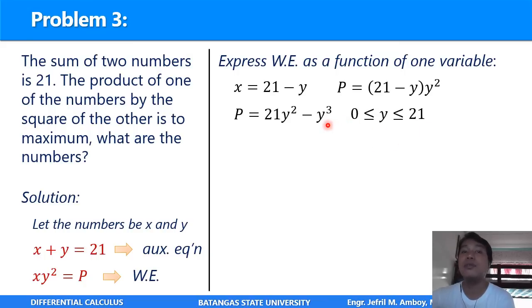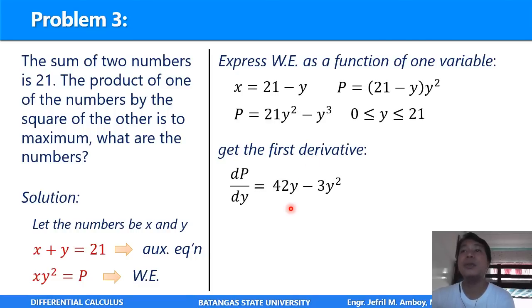After getting a function of one variable, we need to differentiate the function. So, we differentiate this with respect to, of course, y. dp over dy will be, so 21 times 2 is 42. And then may matitira na y. So, 42y minus itong 3, multiply mo sa y, tapos ito magiging y squared. So, magiging 21 times 2 is 42y minus 3y squared. So, that is our first derivative. Okay? 42y minus 3y squared.